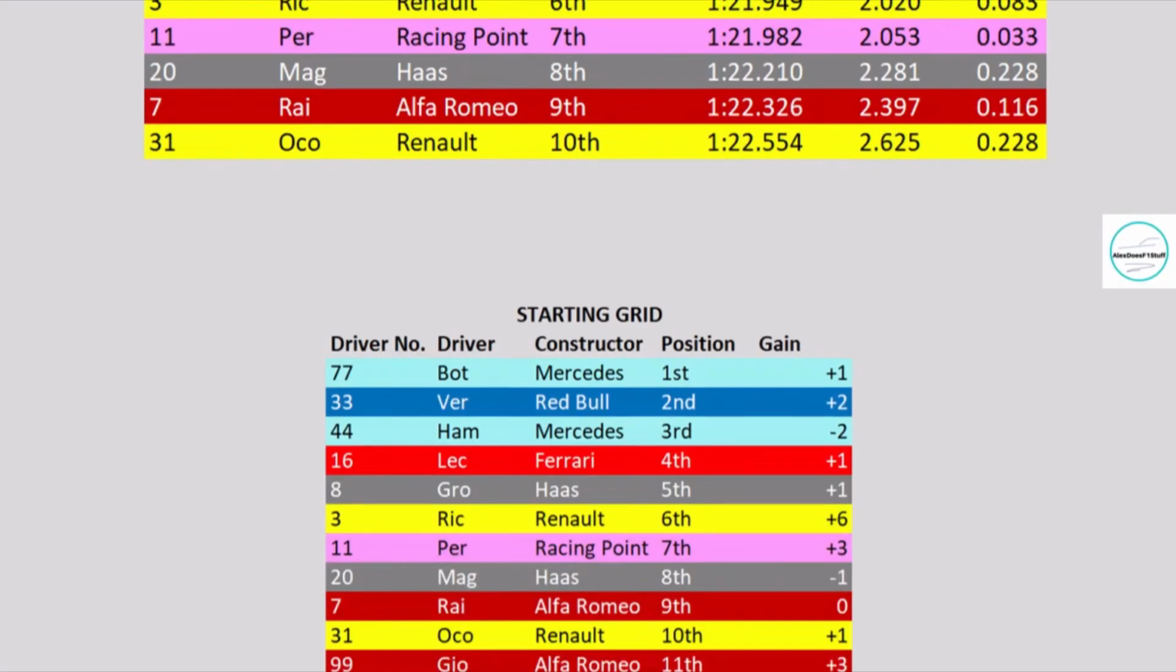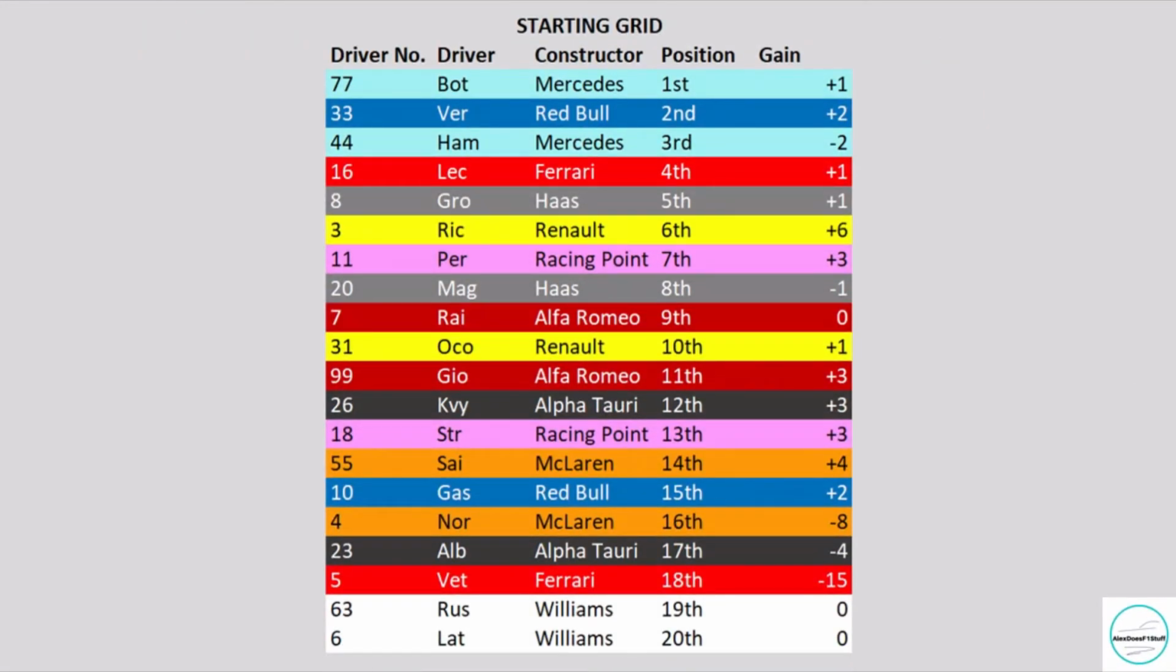So as we take a look at the starting grid for the Australian Grand Prix, Bottas and Verstappen move forward from 2019, with Hamilton dropping 2 places. Leclerc comes forward 1, as does Grosjean. Both Ricciardo and Perez make big gains, 6 and 3 places respectively. Magnussen moves back 1, with Raikkonen staying put in 9th.